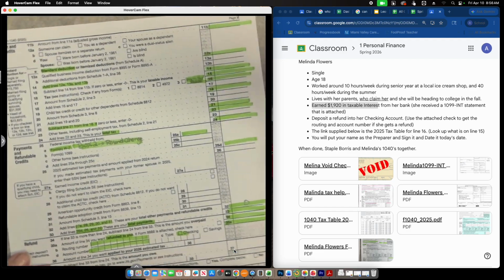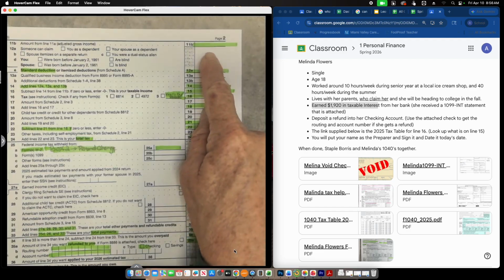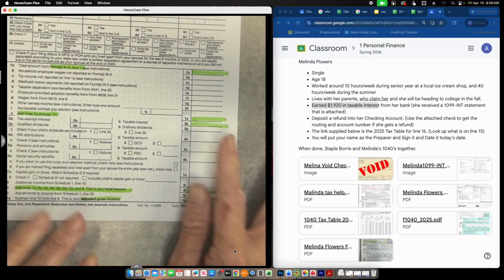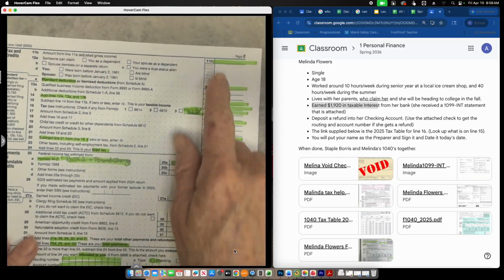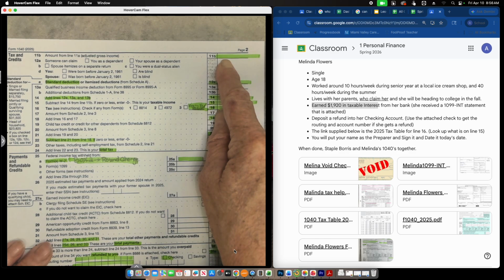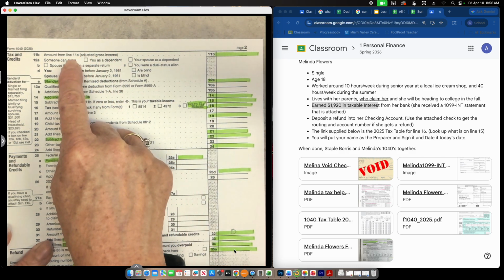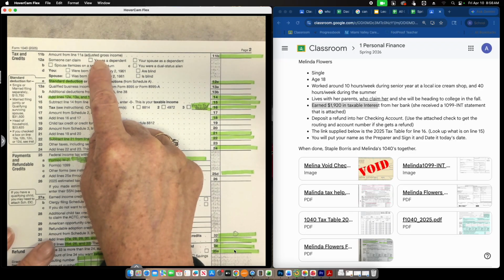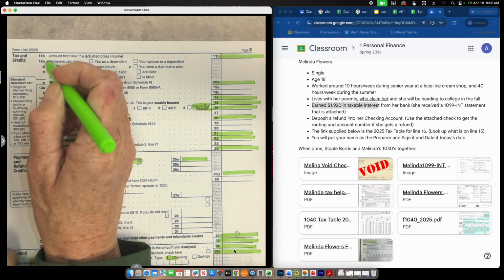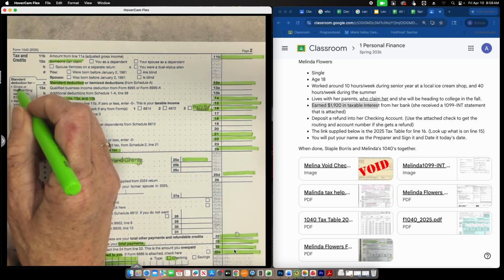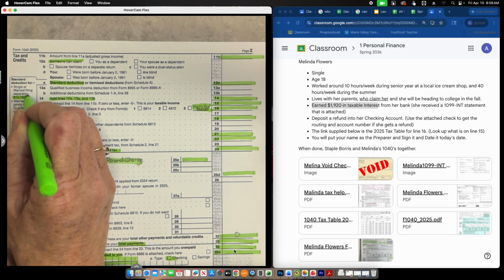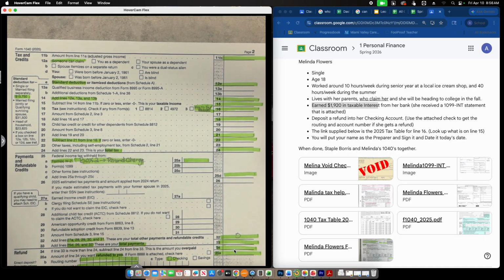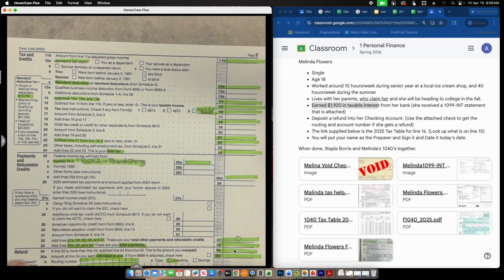You will flip it over onto the back. You will put that same number that was on line 10. I'm sorry, line 11A. Sorry, 11A. You will put up here, okay? Then somebody else can claim her as a dependent, so I would like you to check mark that one, okay? But we will just be using her as a single with this standard deduction, okay?